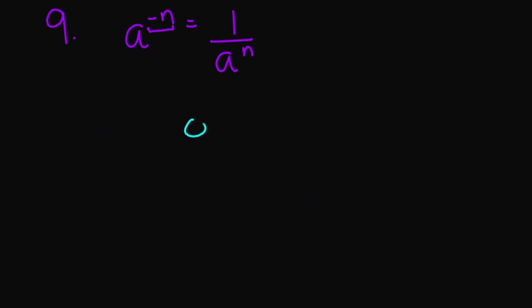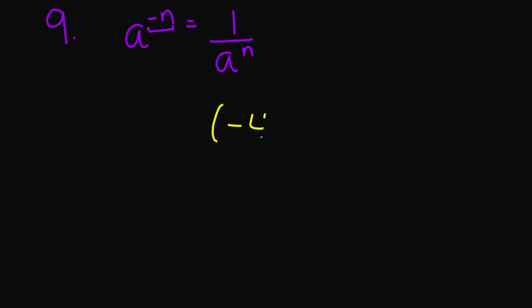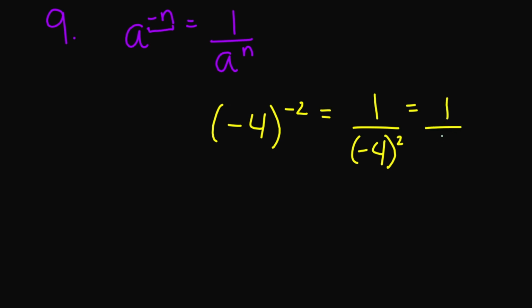What if we had 8 to the -1 power? I have a negative exponent. To make this positive, I'm going to get 1 over 8. What about 2 to the -3rd? To make this positive, I'm going to get 1 over 2 to the 3rd, which is going to equal 1 over 8. What about (-4) to the -2nd power? This is going to equal 1 over (-4) to the 2nd power, which is going to equal 1 over 16.